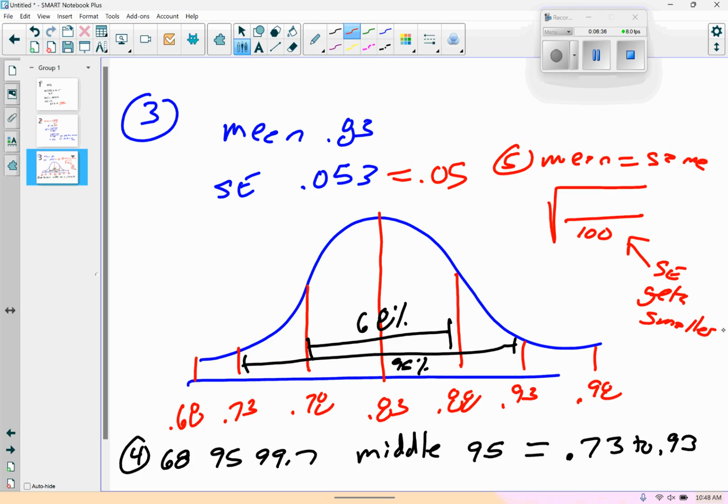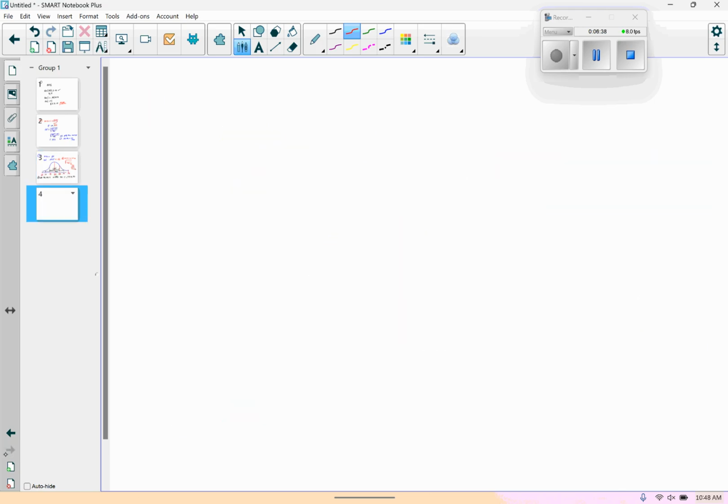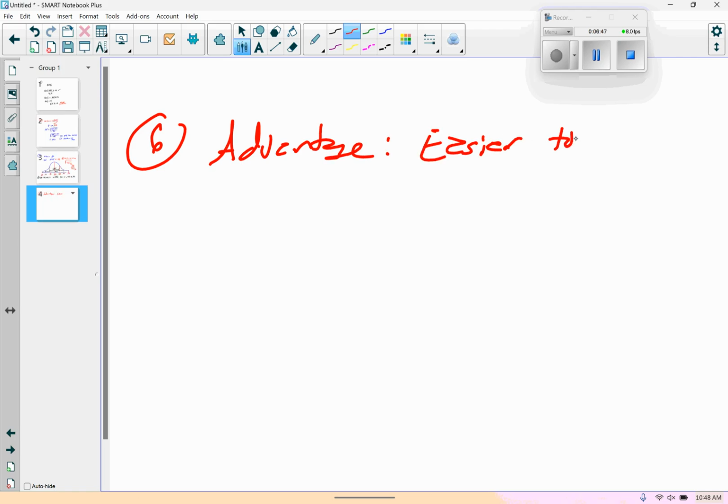So for number 6, an advantage is that this is easier to do because it's local. Okay, we're only worried about what's around our store. We're not worried about what's going on in Tennessee, if we're not opening a coffee store there.